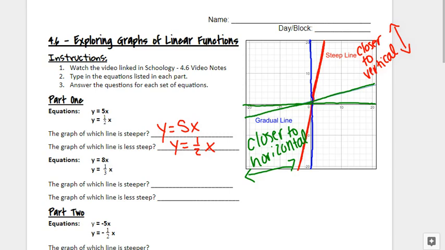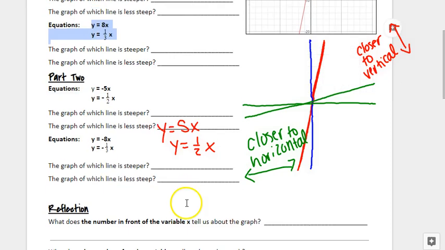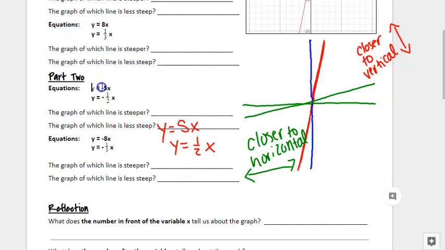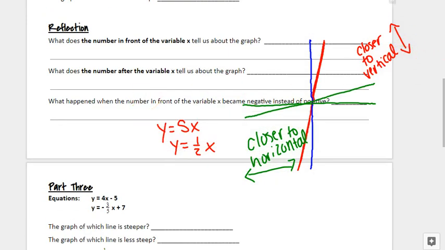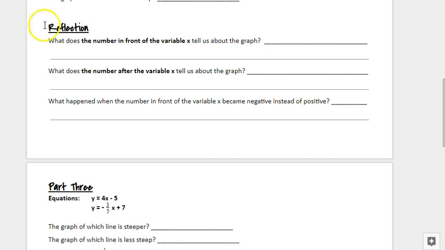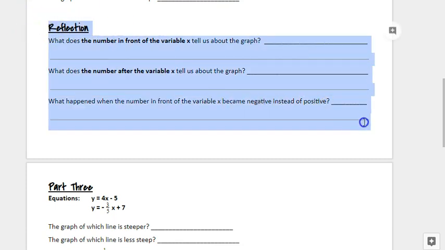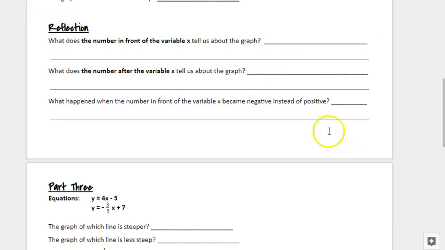For the rest of the note sheet, you're going to do the exact same thing. So you have a bunch of different pairs of equations. We have that pair, answer the two questions. Come down, answer the two questions for these. If you notice now, our slopes are getting negative, so now we have negative slopes. Then there are reflection questions here. So answer these reflection questions in complete sentences.